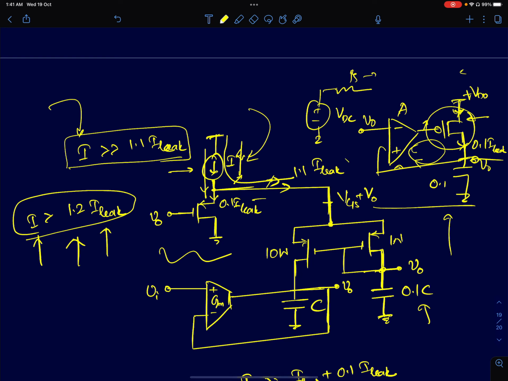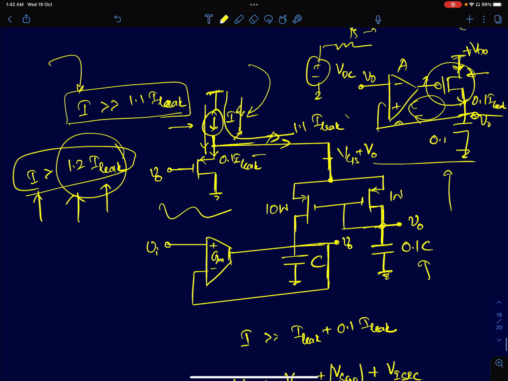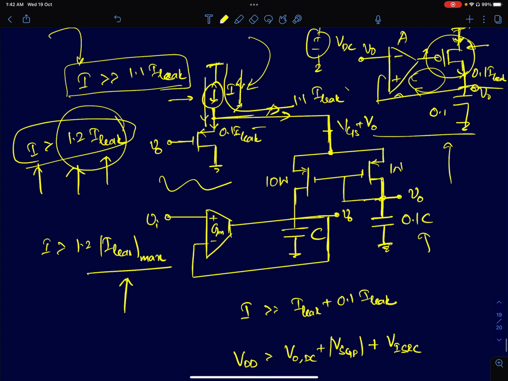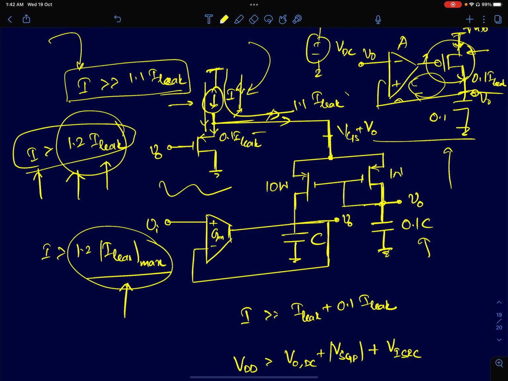So you'll pick this I to be greater than those extreme values. Let me write: I should be greater than 1.2 I leak max. So how do you compute this I leak max? This is a value you estimate from simulations. So the power dissipation in the circuit is going to be this much, 1.2 I leak max times VDD.